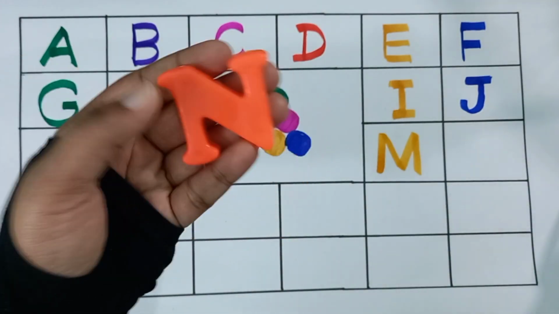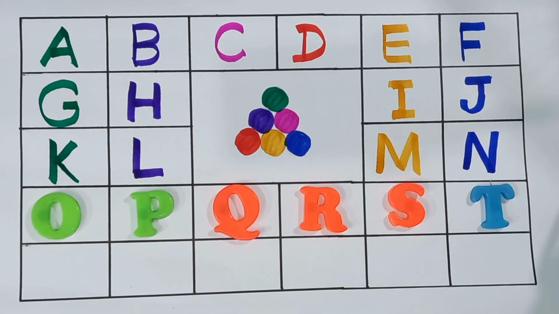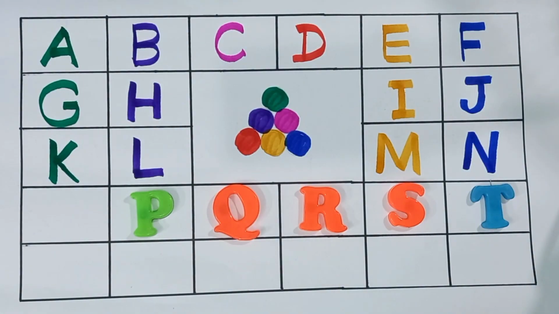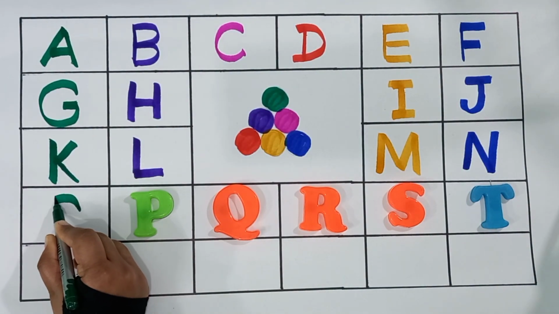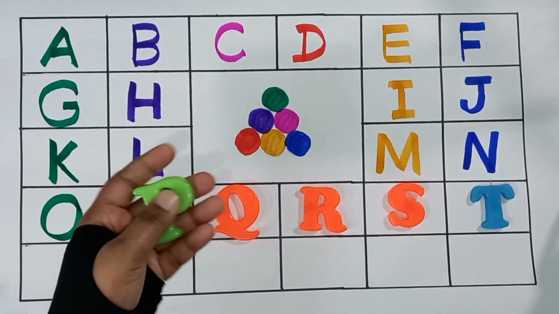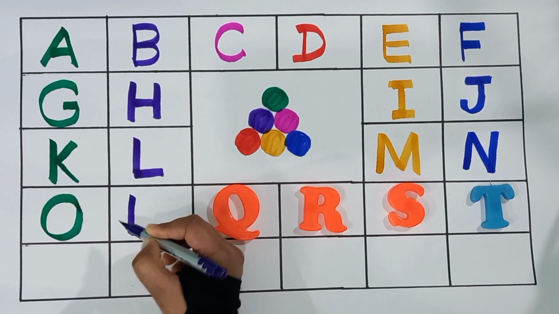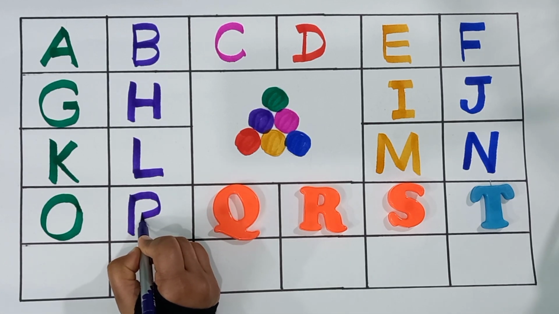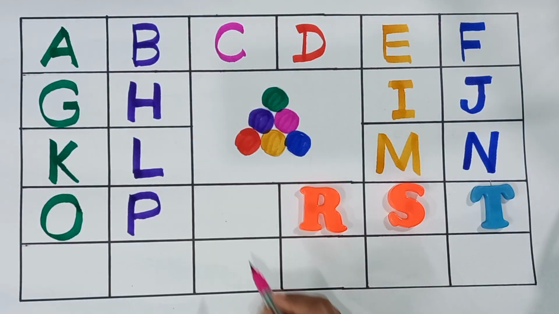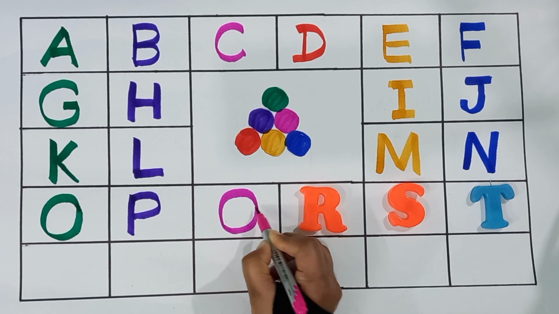N. N for nest. O. O for orange. P. P for peacock. Q. Q for queen.